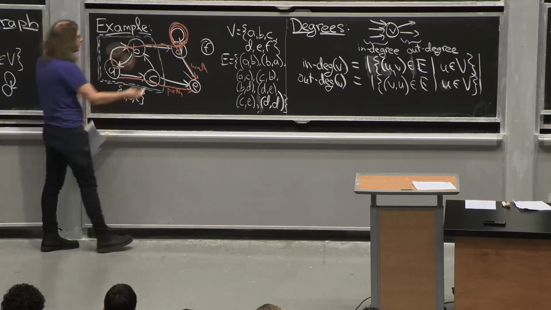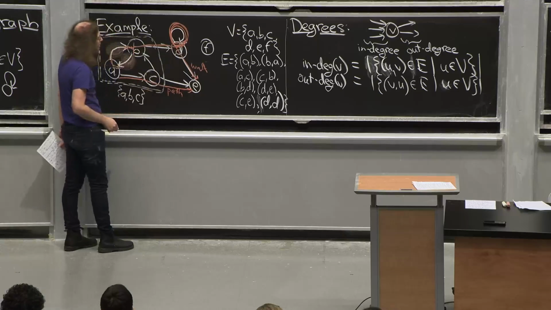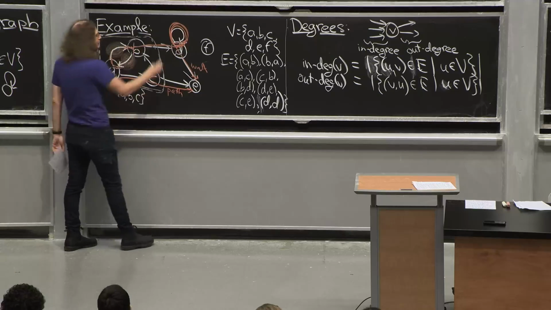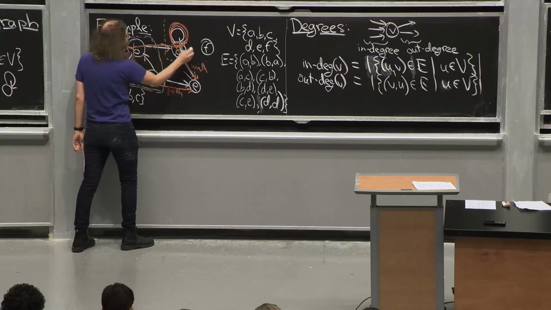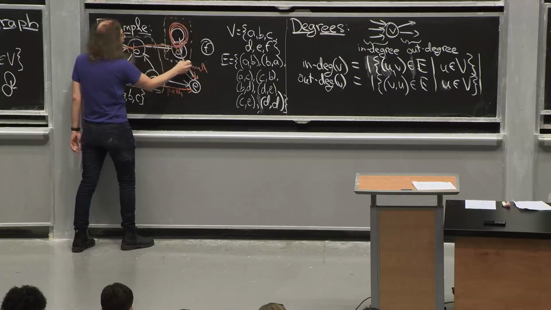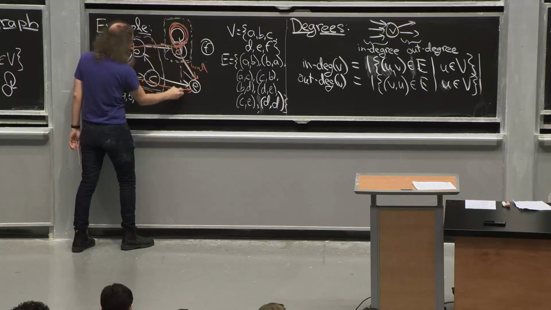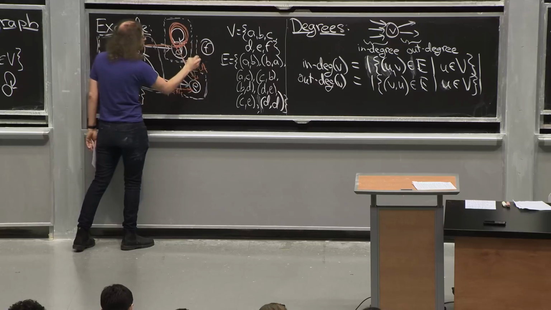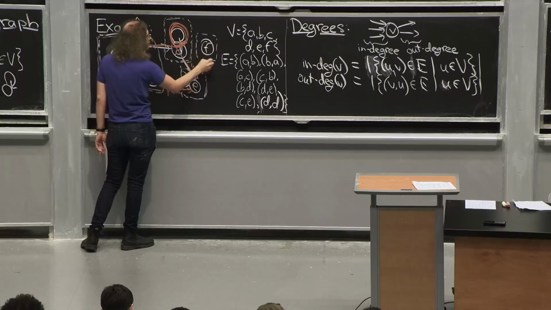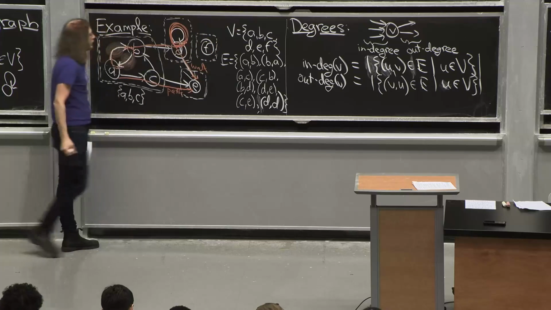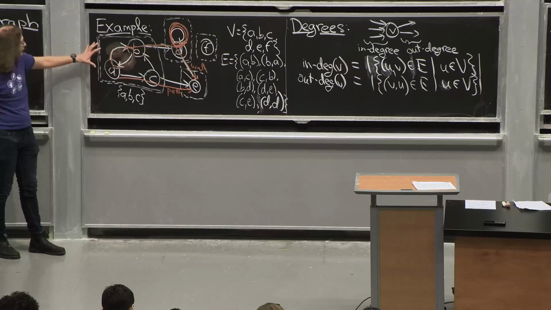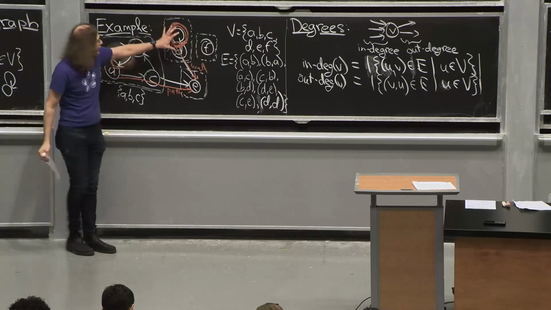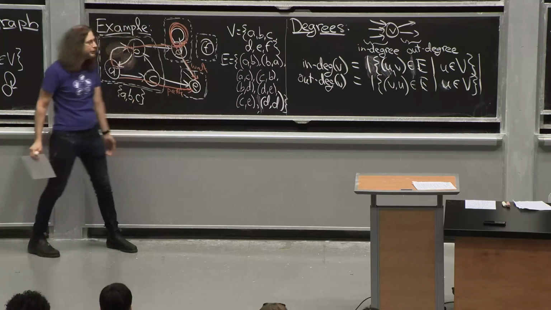What's the strongly connected component of D? Just D. So this is in a strongly connected component by itself. And E similarly, and F similarly. OK. In general, we get a bunch of strongly connected components.